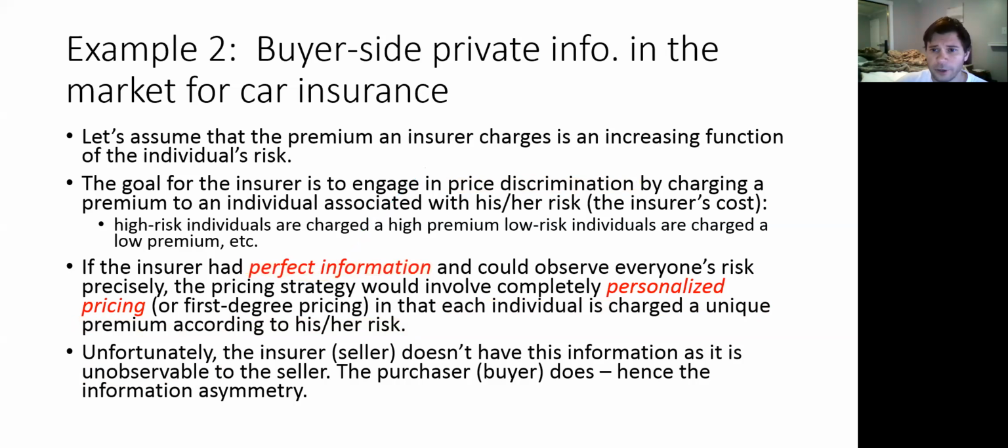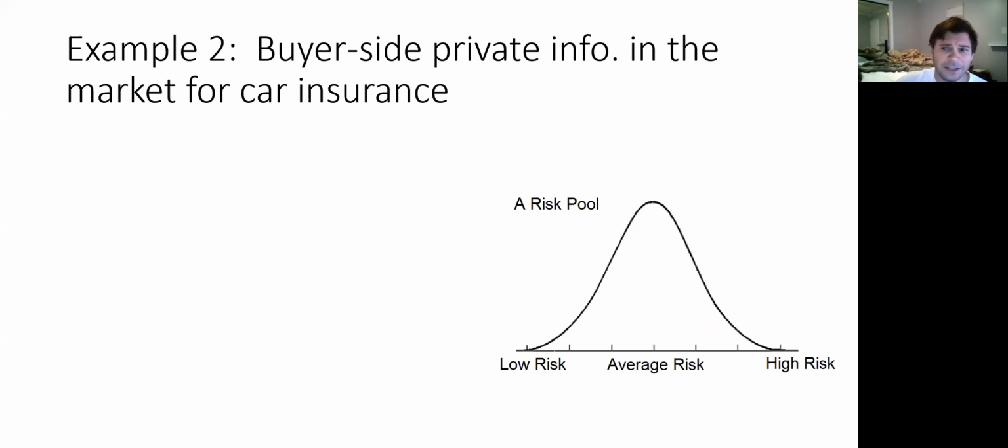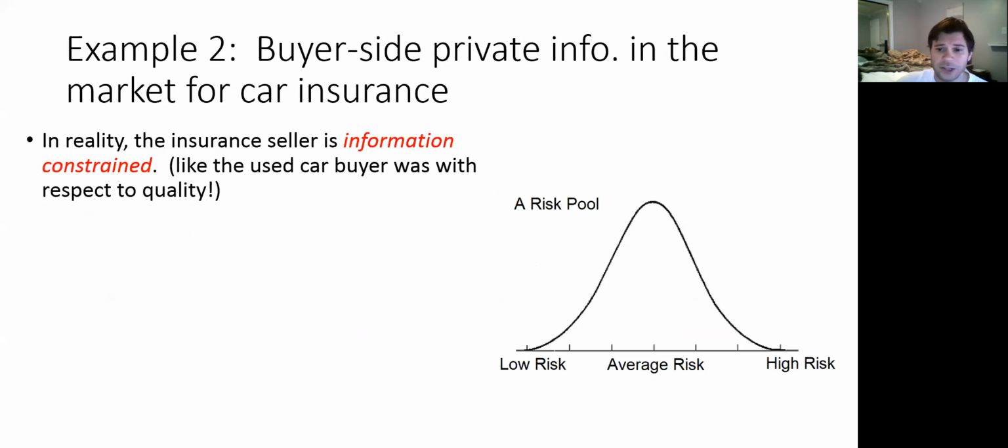So to be clear here, the reality is that the seller is information constrained. They do not have this perfect information. They don't have this perfect ability to slice up the population of buyers into very small individual groups of just one individual and price those individuals uniquely.